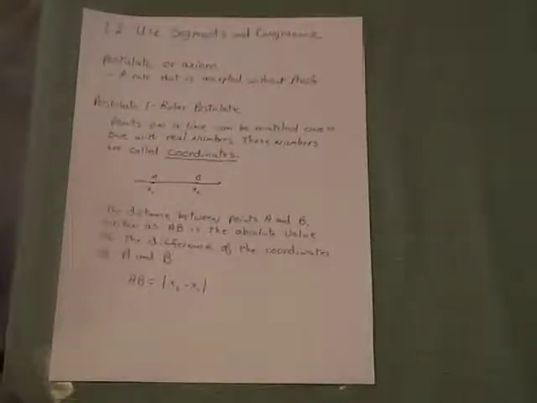And in Algebra 1 we talked about coordinates being on a coordinate plane or a number line. Those were the number values that were associated on those planes or those number lines. And that's all they are here. They're just the numbers assigned to points that are on a line.